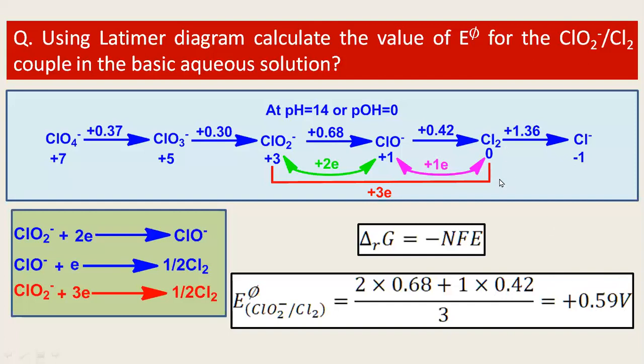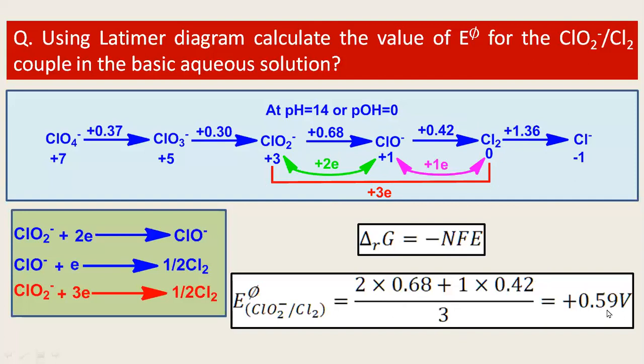So from the Latimer diagram, I can calculate the redox potential of any couple. In order to do that, I need to use this formula which I got from this equation, and I need to know how many different species are involved while reaching the final step. Since here there is only one intermediate, there is a first step and a second step. In the first step, 2 electrons, potential 0.63, and in the second step, only 1 electron, potential 0.42, and the total number of electrons involved is 3.